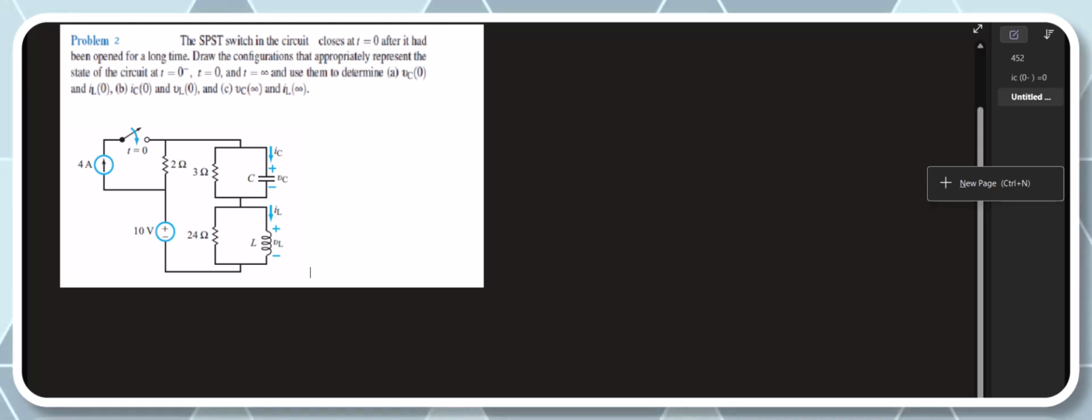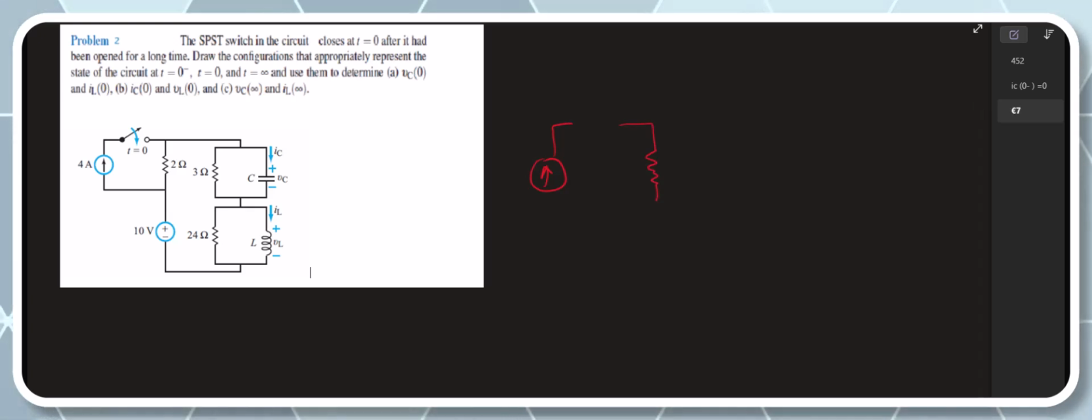In this circuit, we have a capacitor and an inductor. The switch has been open for a long time. So before t equals 0, that current source is not doing anything because it's part of an open circuit.